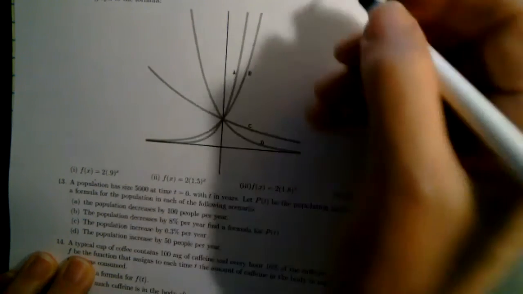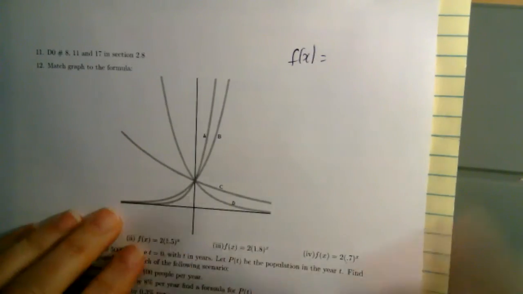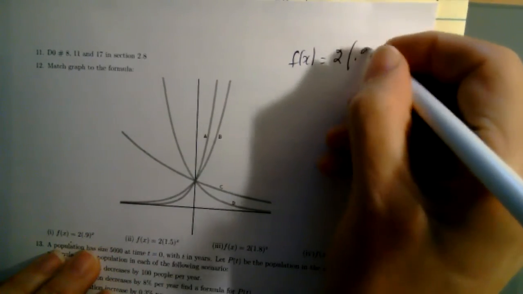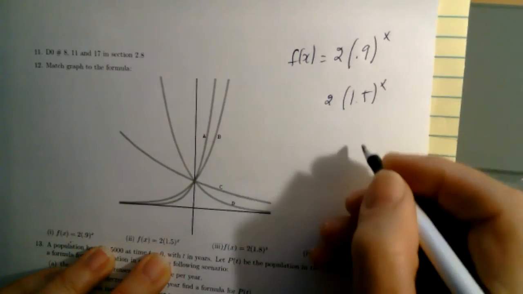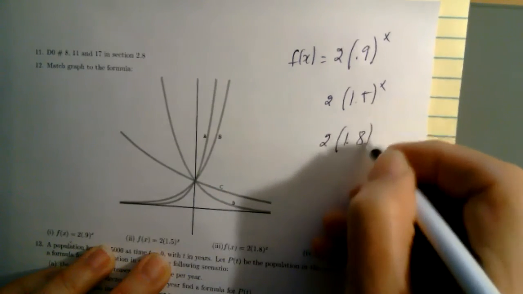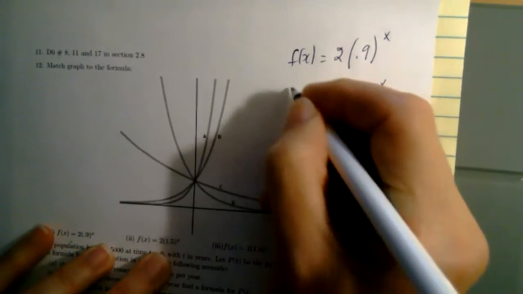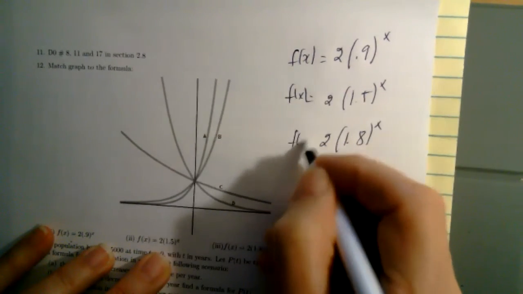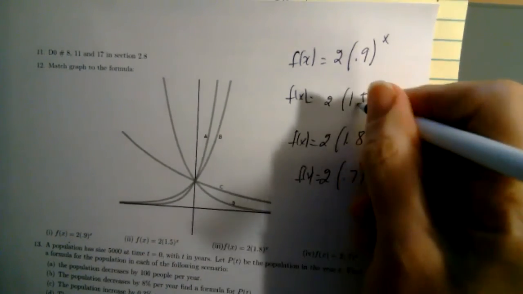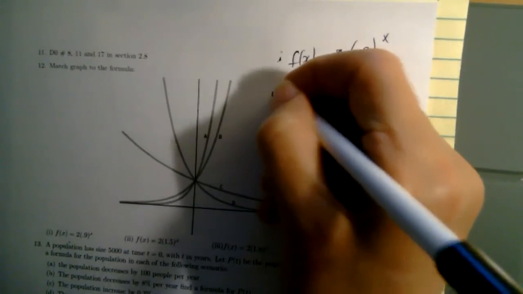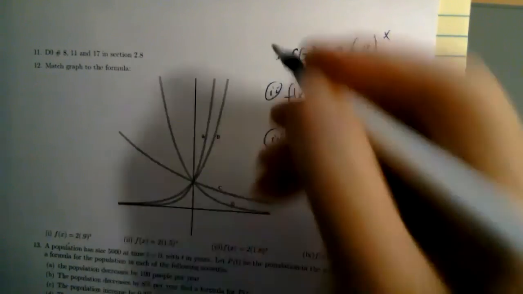Okay, so I have the first one. I rewrite them so it will be clearer. It's 2.9 to the x. The second is 2.5, 2.8. So I have always the same initial value, but what I'm changing is the growth factor. F of x and f of x. And I'm asking you to match. So I call this I, 2i, 3i, and 4i. And I ask you to match.